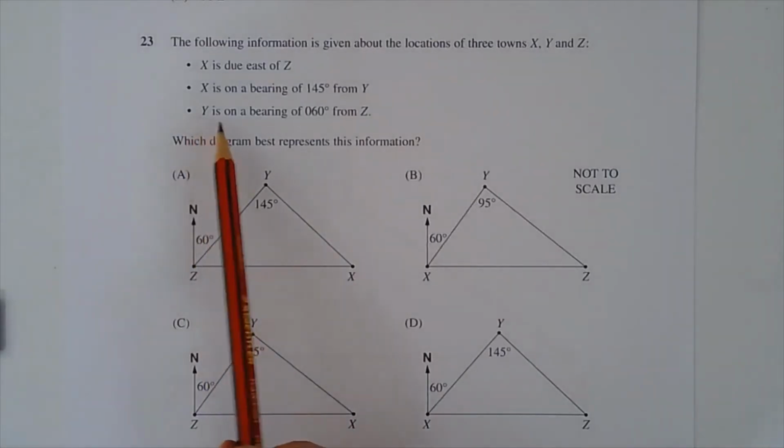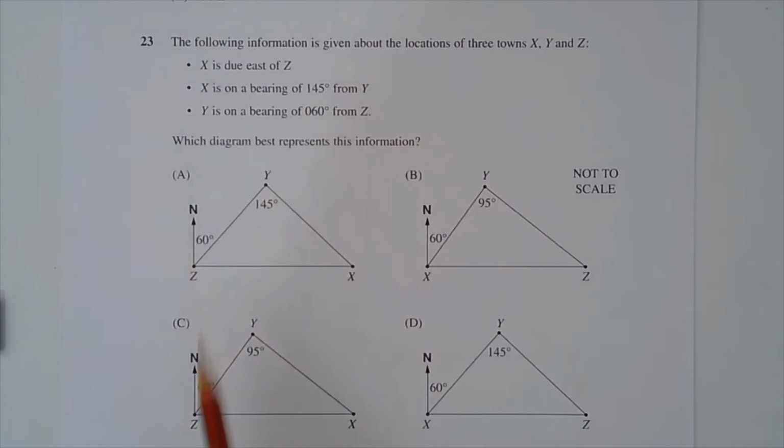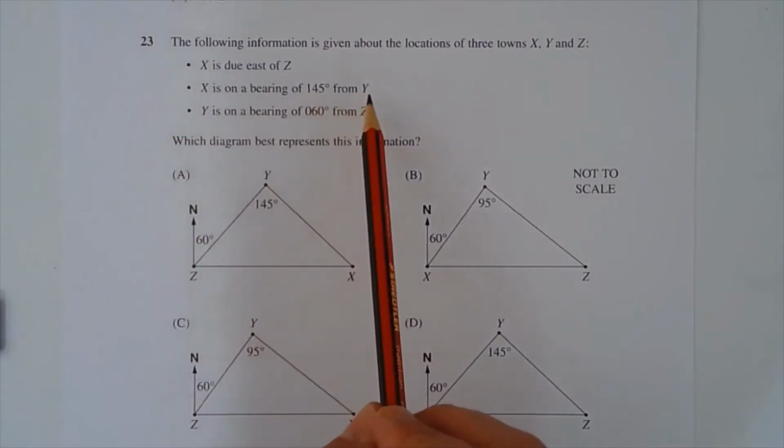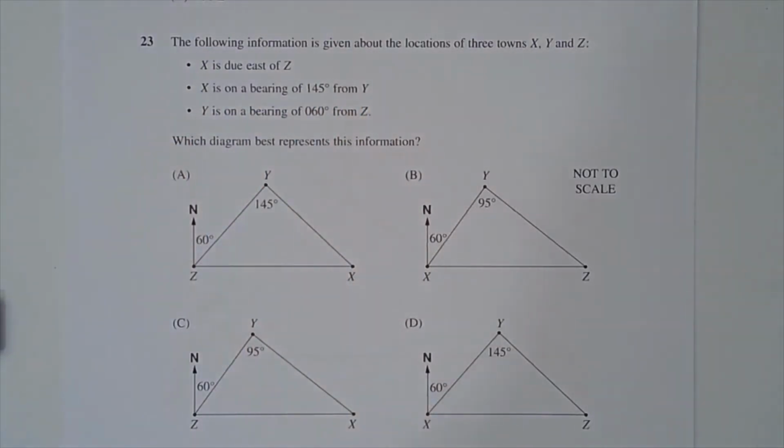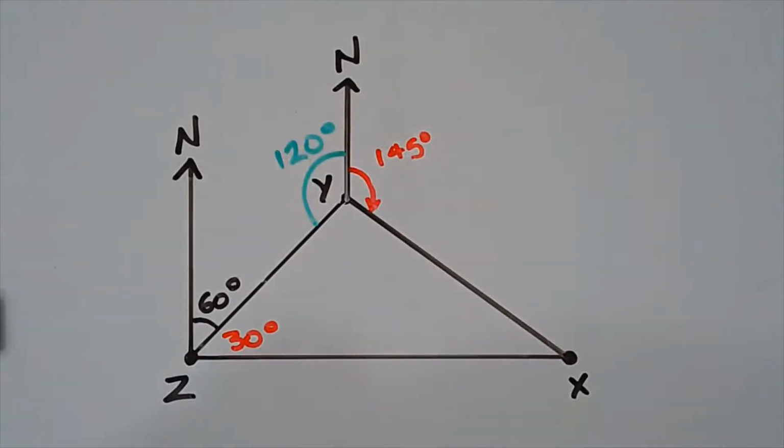Now, the third point, Y is on a bearing of 060 degrees from Z, is satisfied in both these options. Now, the second point, X is on a bearing of 145 degrees from Y, is the one that is going to require a little bit more time. To help with the explanation, I've redrawn the triangle here. It's not to scale, of course. X is due east of Z, and Y is on a bearing of 060 degrees from Z. So I've filled in another angle here. This is 30 degrees because it's complementary to 60 degrees. Of course, since X is due east of Z, this is the east-west axis, and there's 90 degrees between north and east.